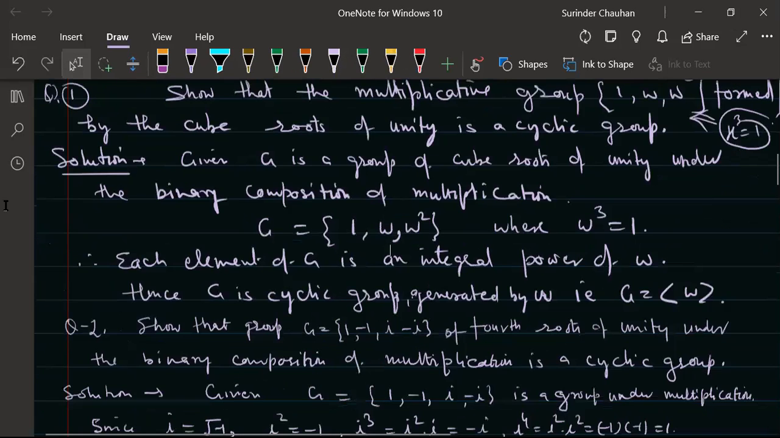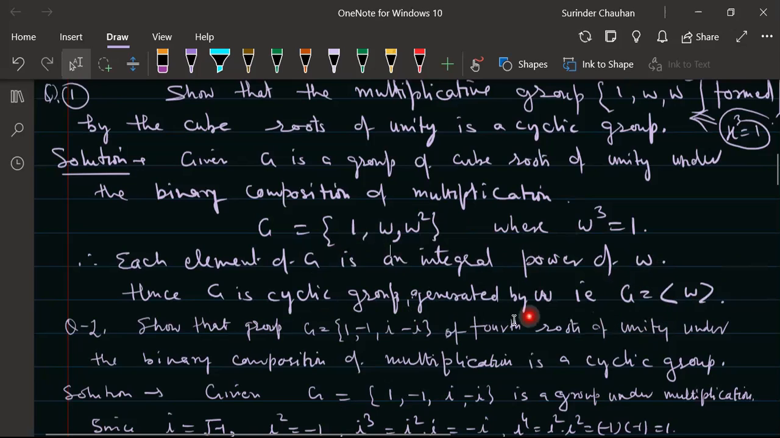So from this, each element of G is an integral power of omega. Not the multiple, integral power means under the binary multiplication, power. That is omega, omega square, omega into omega square, omega cube is equal to 1. So each element of G is generated by omega. Hence G is a cyclic group generated by omega.